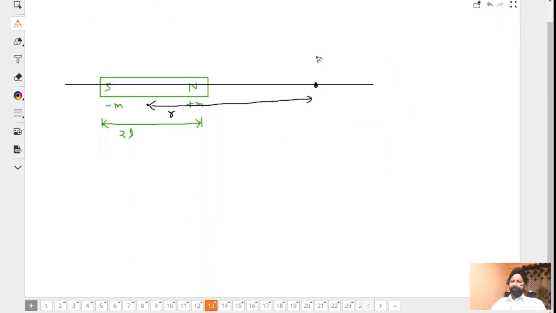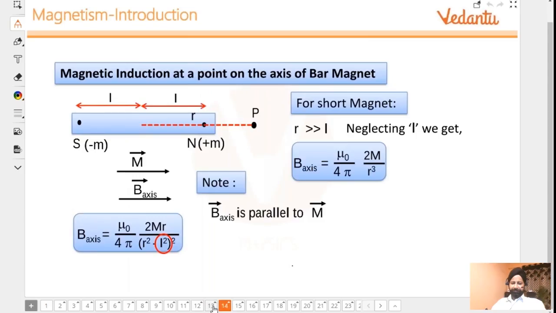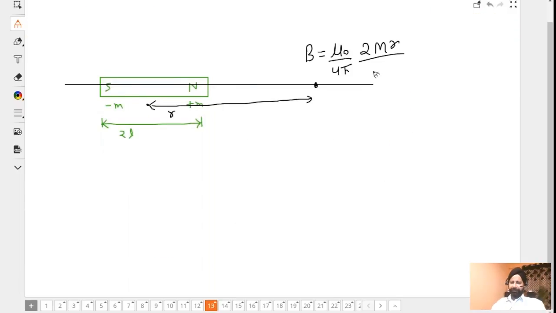So the magnetic field here is going to be mu naught by 4 pi, 2Mr divided by (r squared minus l squared) whole squared. And this is the magnetic field at this point, at a distance of r from the center. Now we can take a special case here. Let's say the magnet is tiny compared to the distance, a small magnet, and the distance is farther. So when r is greater than l, then l can be ignored. So this simplifies to mu naught by 4 pi, 2M, and then one of the r's crosses out, r cubed. But this is when the point is far away from the magnet.